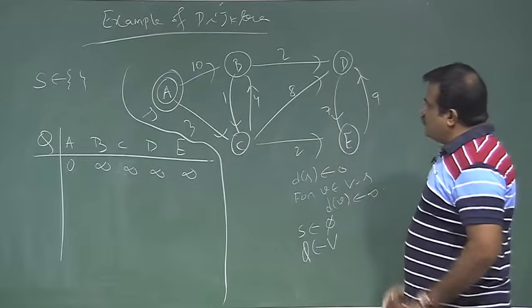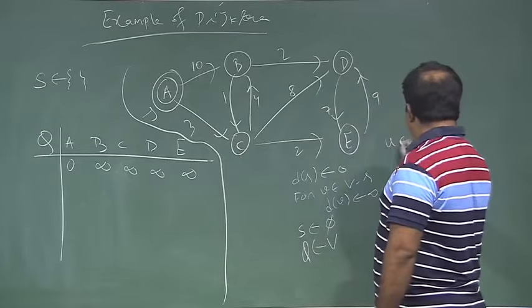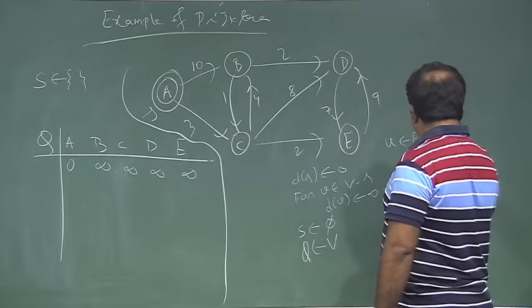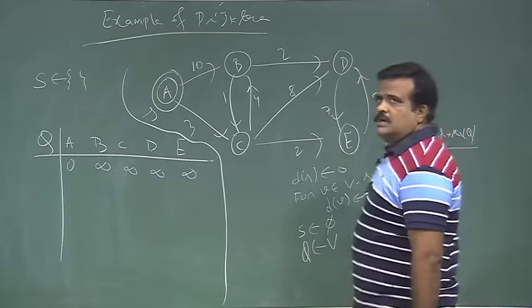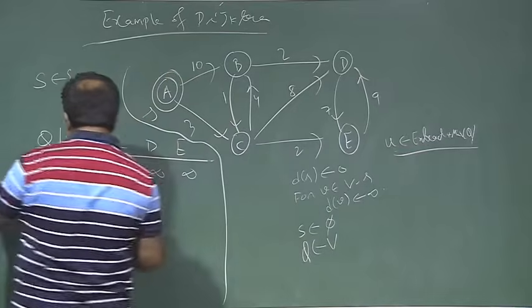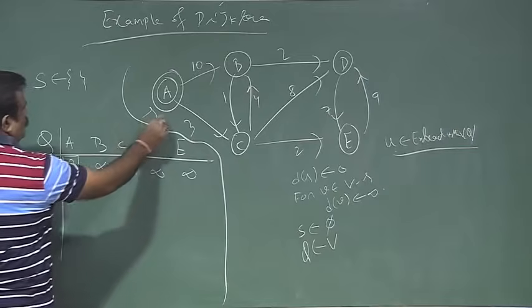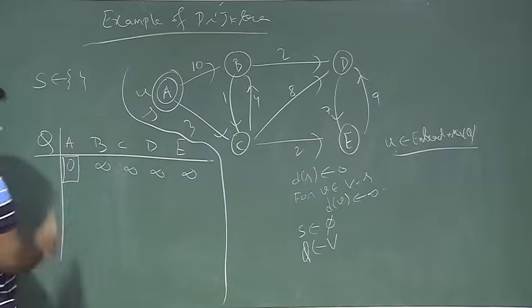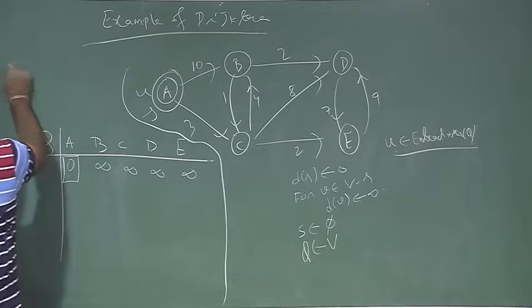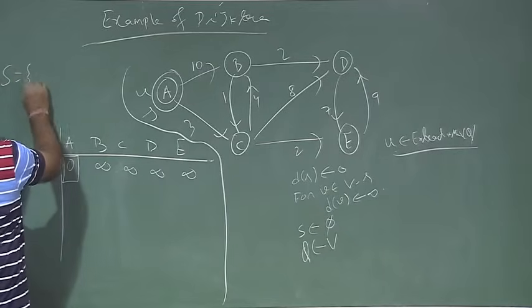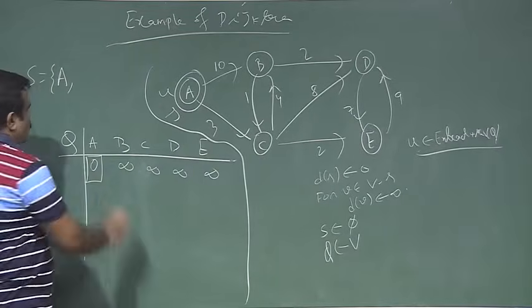Now we do the extract minimum. We extract the minimum from Q, and U is that vertex. Initially everything is infinity except this one, so this will be our U. Once we extract the minimum, we put it in S, so S will be S union U. S will be A, because it was empty. So this is our U.